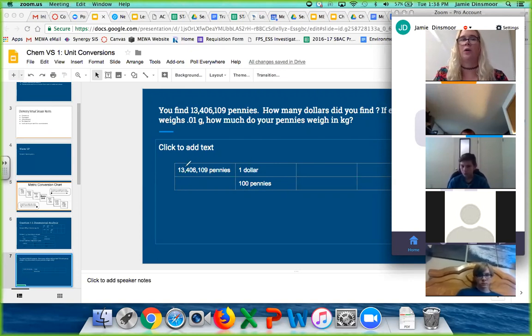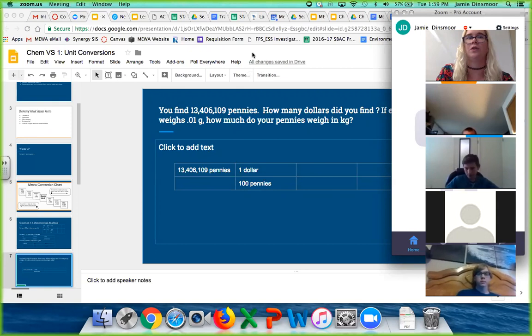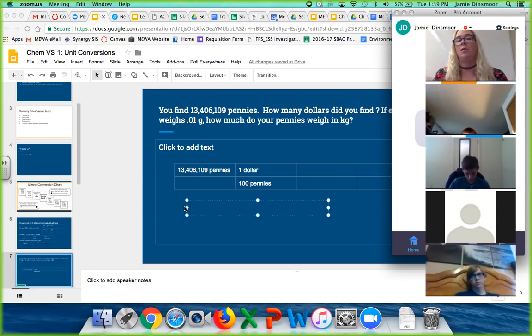So in this case, all we're going to do is take our number of pennies and divide by 100, and we get the answer that Logan suggested to us here, which is $134,061.09, right? So in this case, since we are talking about a dollar amount, the dollars become our units. You cannot see blue on this. Dollars become our units, right?